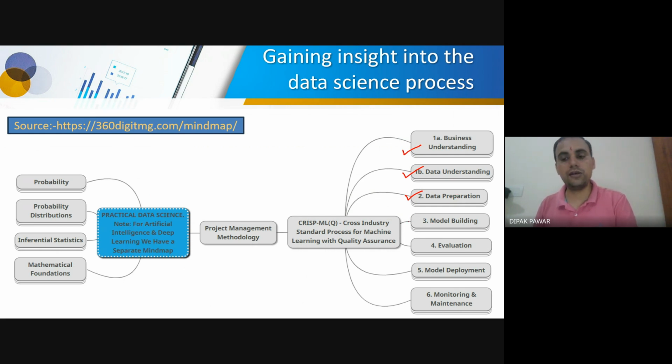Now today we'll try to complete this unit. We have model building, the evaluation part, model deployment, and monitoring and maintenance. We'll try to cover this part, and only one part remains after this, that is machine learning definition and the relation of machine learning with data science. We'll try to complete this part today itself. Let's see how time permits us, otherwise we'll continue tomorrow.